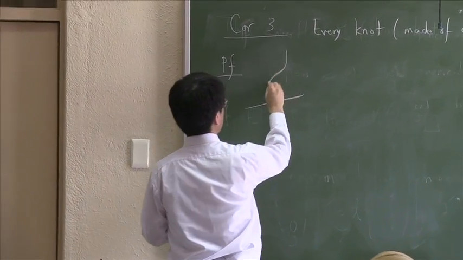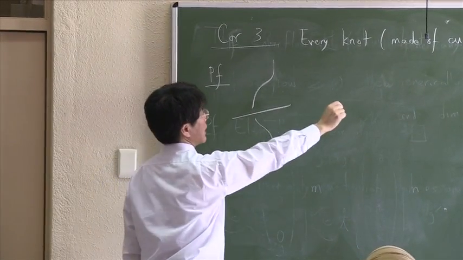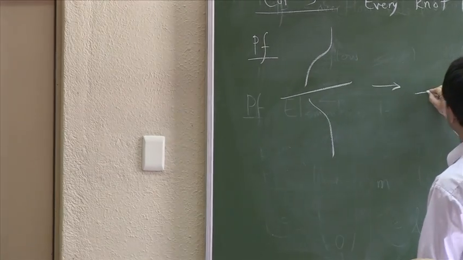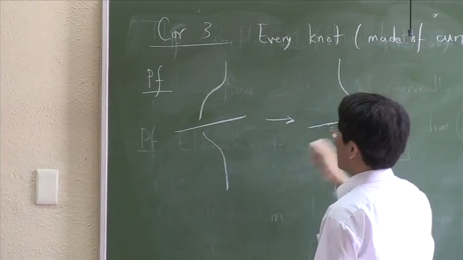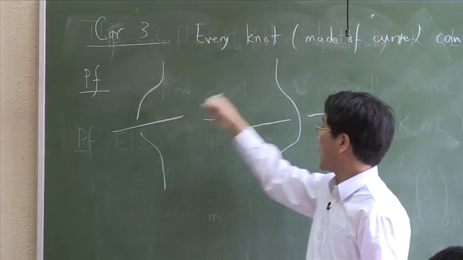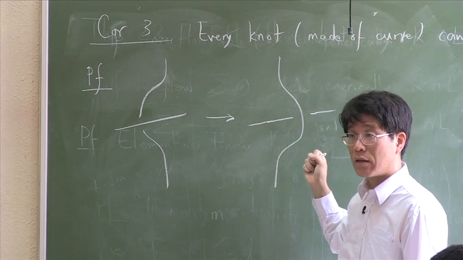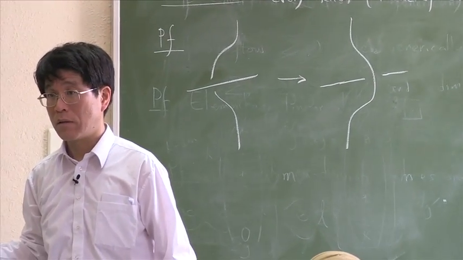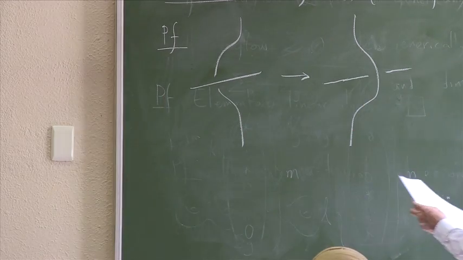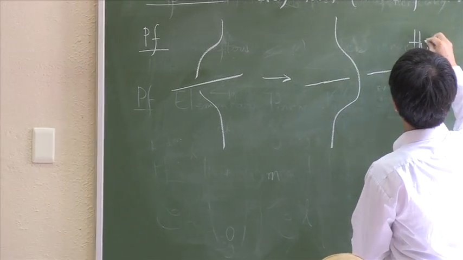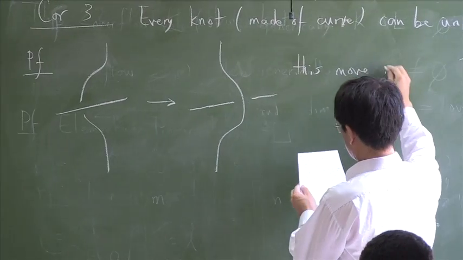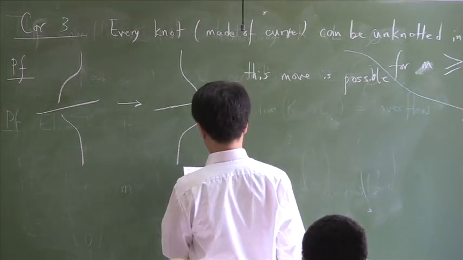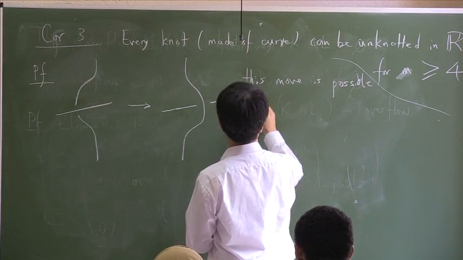Suppose that you have 2 parts of this string. One part is like this, and then another part is like this. It's passing behind. And suppose that by some magic, I can make this part of the string come across and appear on the other side without intersecting. Well, if I can do that operation, I can unknot everything. So the question is, can I do this operation or not? And we can, in this dimension. This move is possible without crossing.